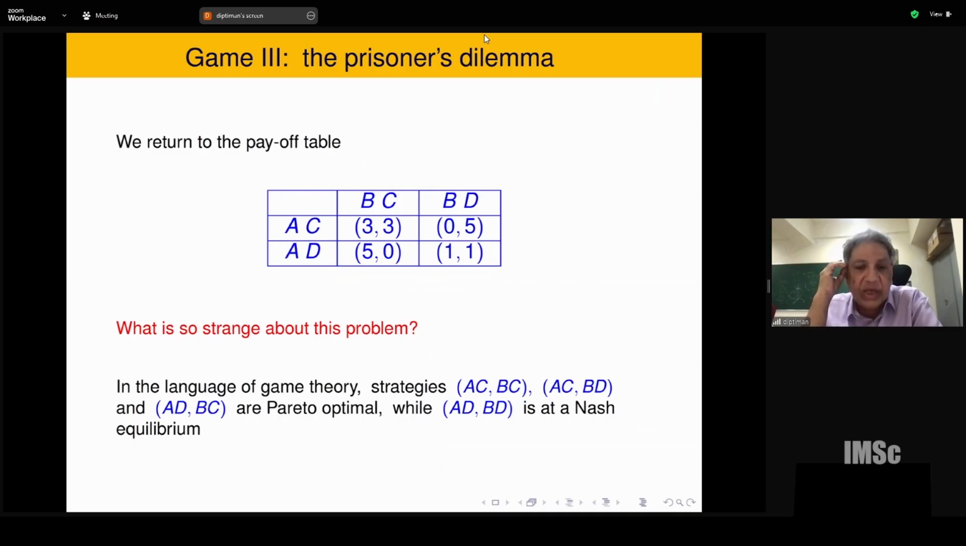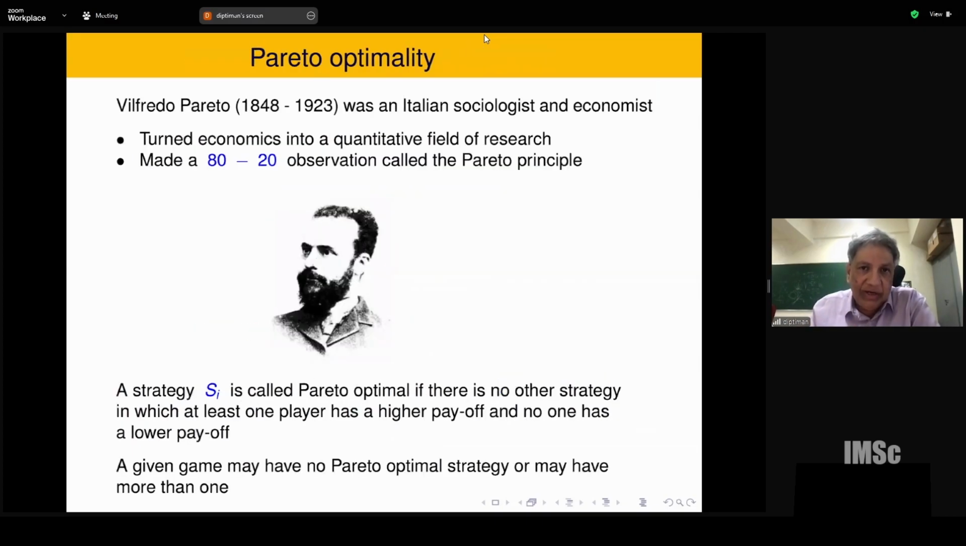And why should you care about whether something is Pareto optimal or Nash equilibrium? Okay, so a little bit of a story then. Who was Pareto? Pareto was an Italian sociologist and economist who lived a long time ago, more than 100 years ago. He is actually credited with turning economics into a quantitative field of research.